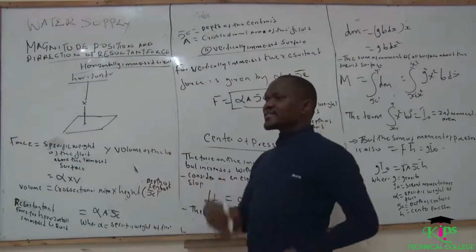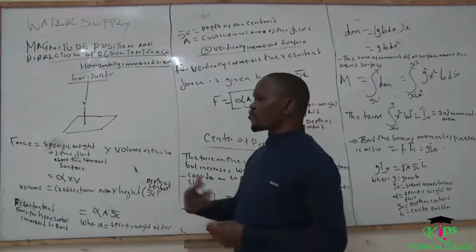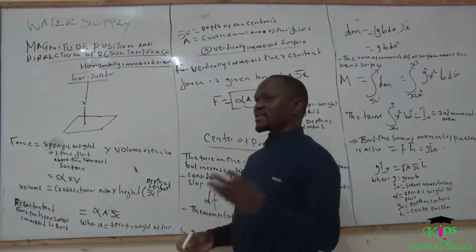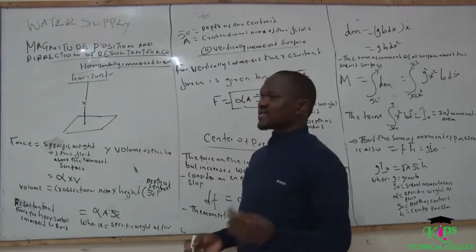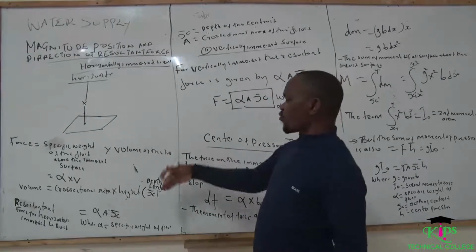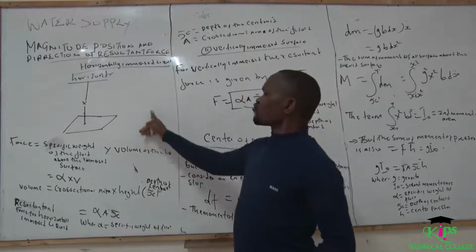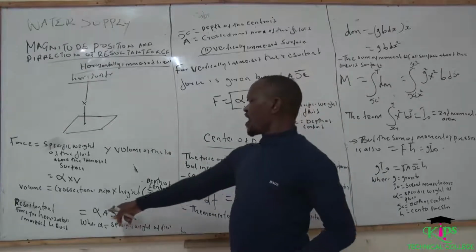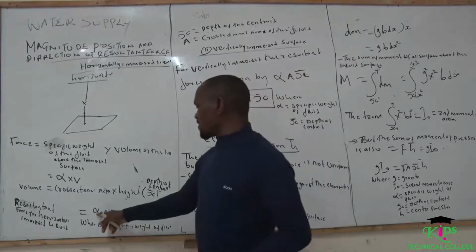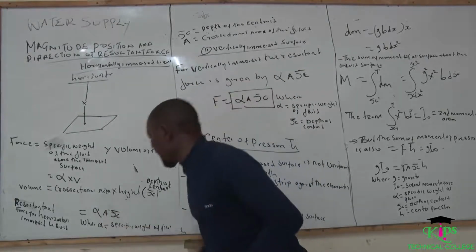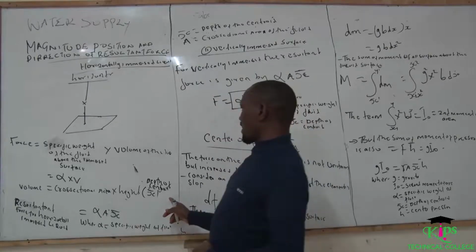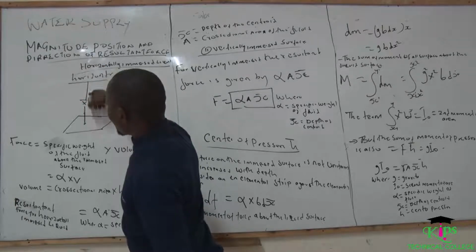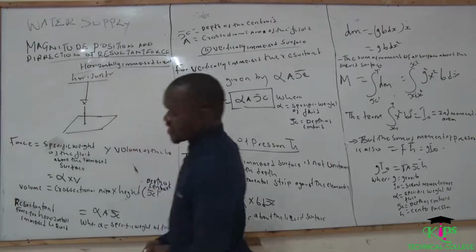This is the area which the fluid occupies. Is the fluid occupying a circle? A square? A rectangle? A trapezium? Whatever shape occupies the base, you get the area of that object. Then you multiply by the specific weight of the fluid, and then by the depth of the centroid, x bar. This is the x bar from the surface down to the centroid.